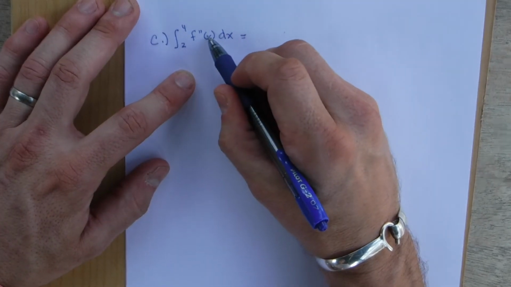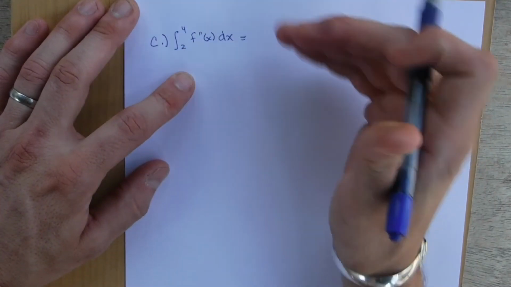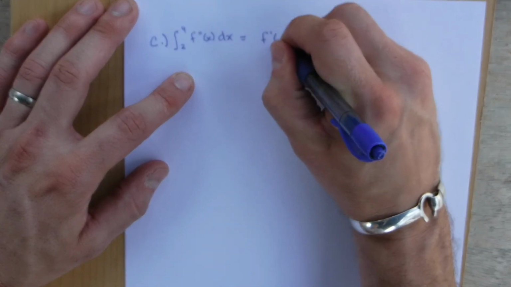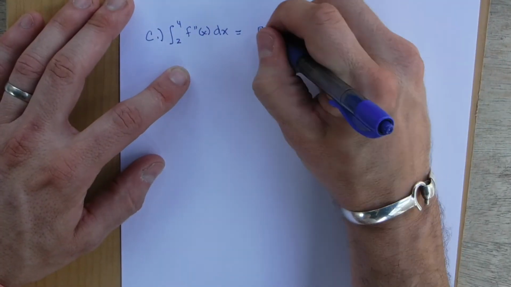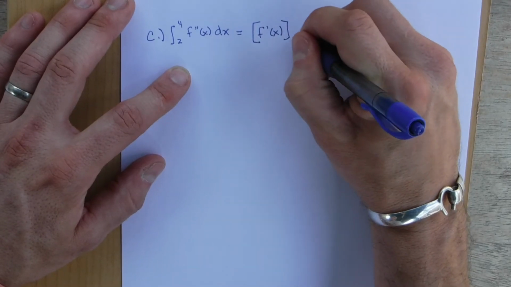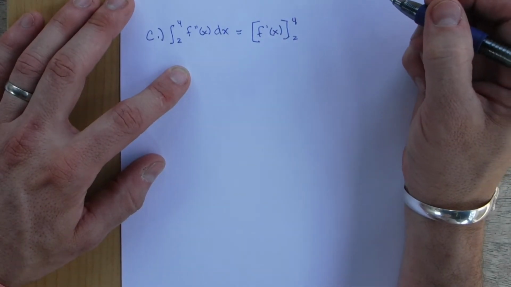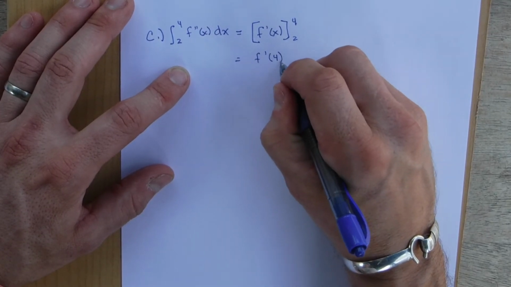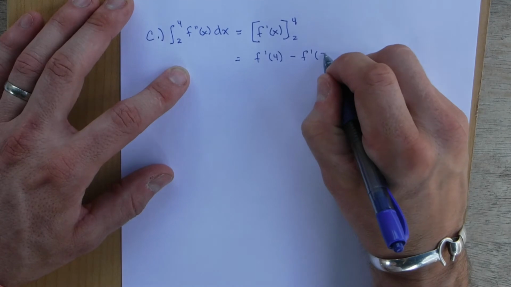So what's the integral of a derivative? Well, it just goes back one derivative. So the integral of f double prime is just f prime. But because it's a definite integral, I have to evaluate it from 2 to 4. So this is going to be f prime of 4 minus f prime of 2.